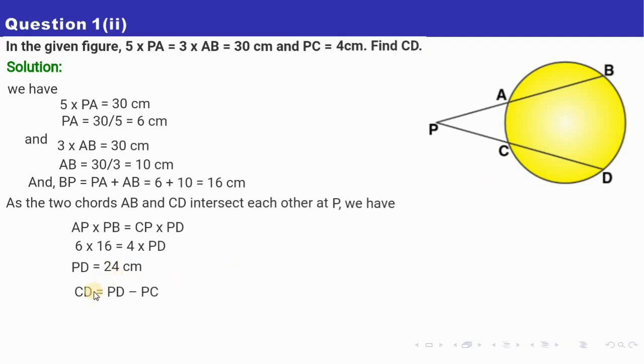Okay, so as I said, CD will be PD minus PC, right? So let us put the values. So PD is 24 and PC is how much? PC is given to be 4. So 24 minus 4 is 20 centimeter. So my answer for this particular question is 20 centimeter.